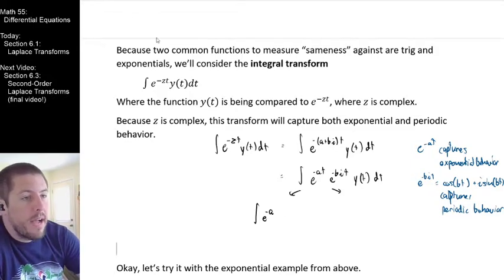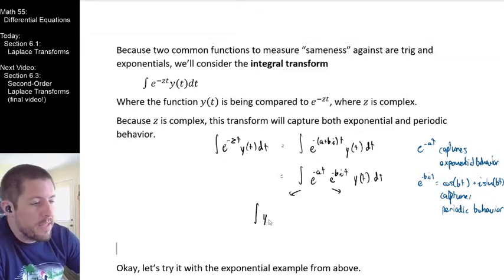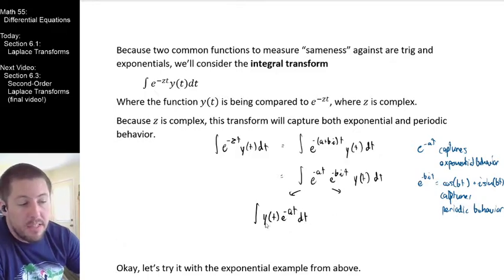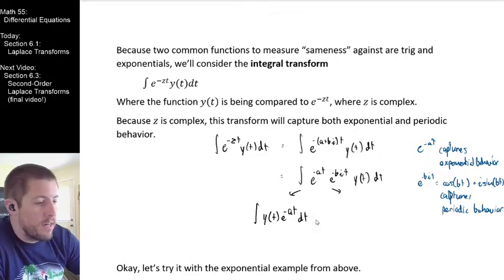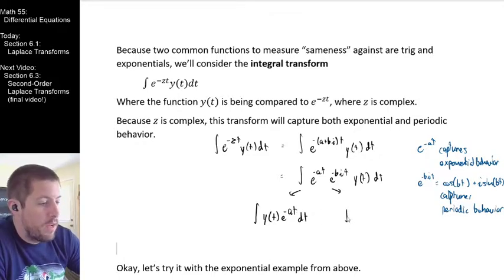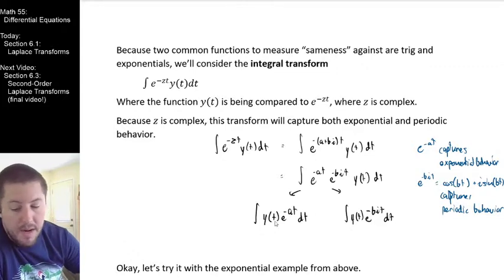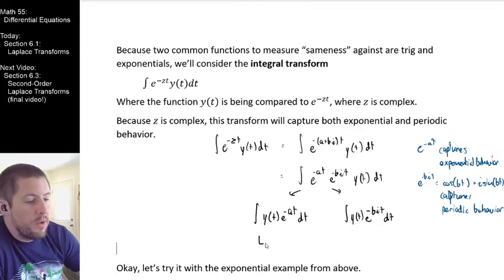Sorry, let me write this in exactly the same format. I just want our notation to match right here. So one possible transform that we could look at would be the integral of y of t e to the negative at dt. That's the real component of z right there, so this would capture our exponential behavior. Alternatively, we could look at y of t e to the negative bit, and this would capture our complex behavior, our periodic behavior. This is what we refer to as a Laplace transform. This is what we're going to talk about this week.